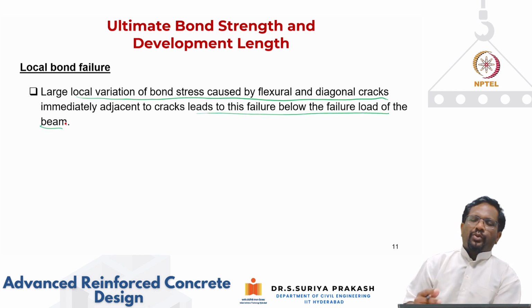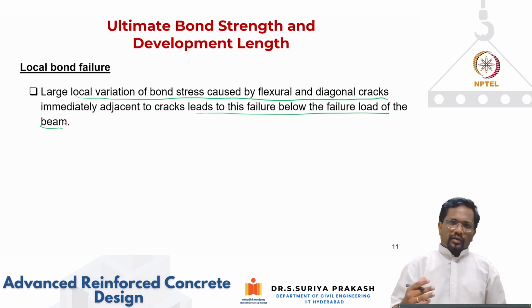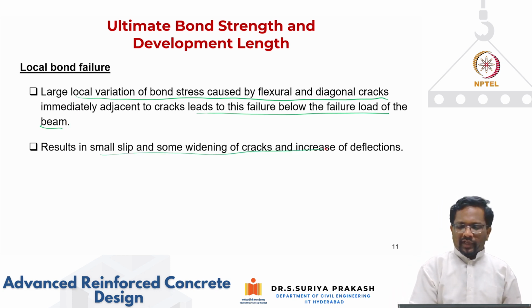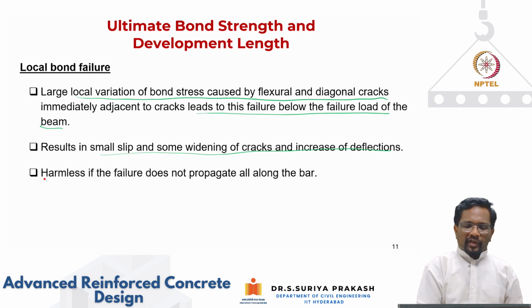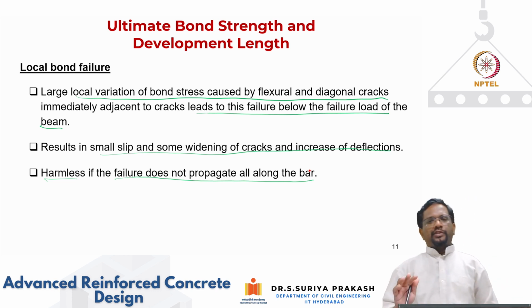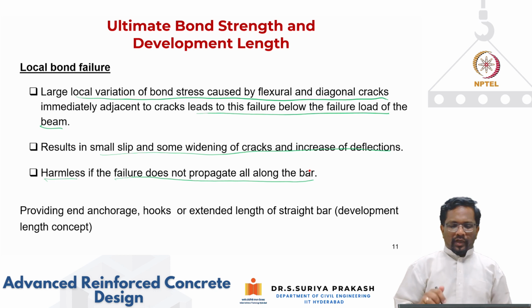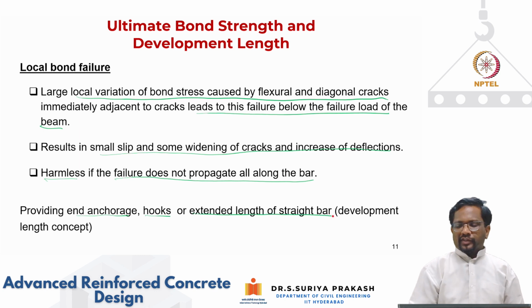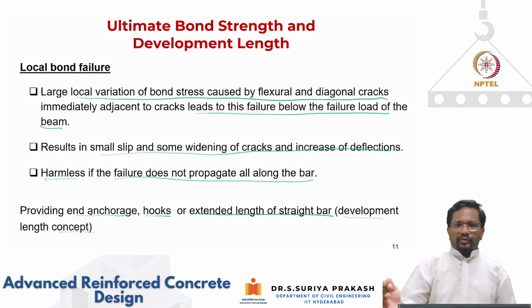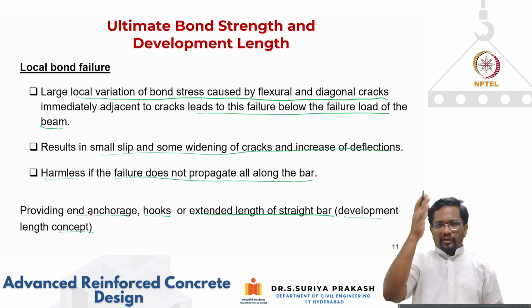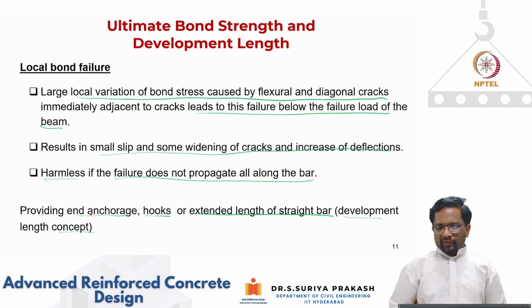Usually this local bond failure, we need not be concerned about if it is not propagating along the length of your bar. This results in small slip and some widening of cracks and increase of deflections. However, it can be considered harmless if the failure does not propagate along the bar. So the local variations in the bond stress are generally not a concern. We can also tackle this by providing end anchorages, hooks, or an extended length of straight bar that we call development length. That means we will see what development length is. It is the length of the bar that is required to develop a particular tensile stress at the cross section where you want the stress to be developed.